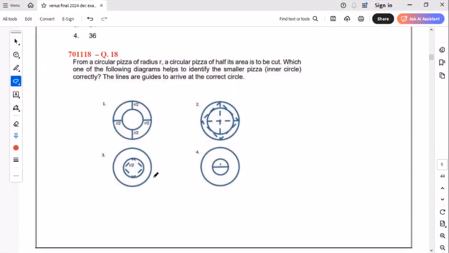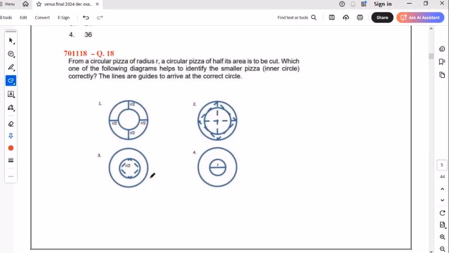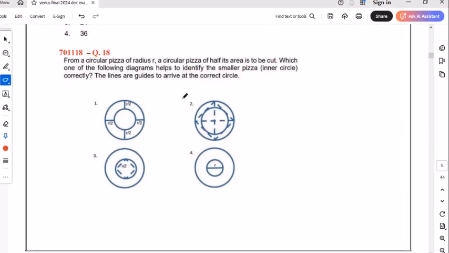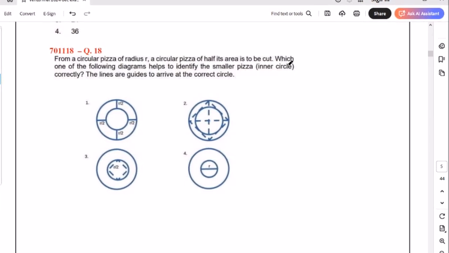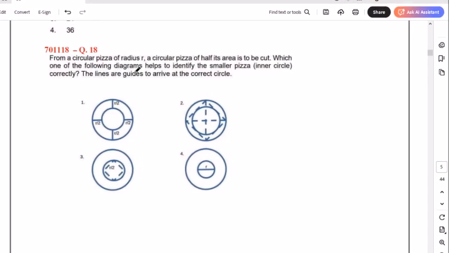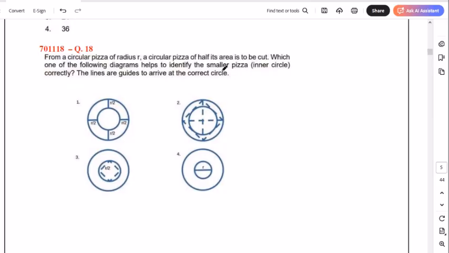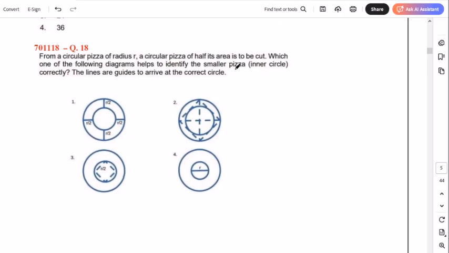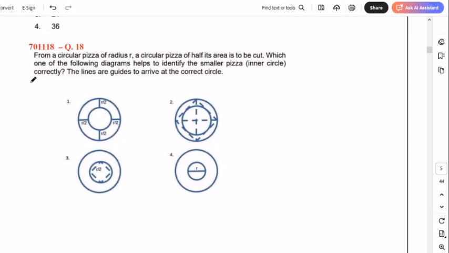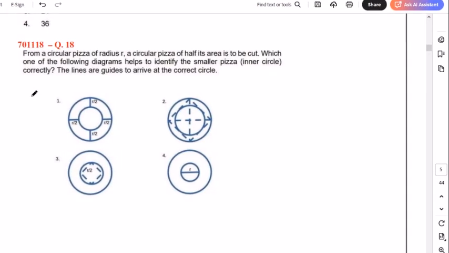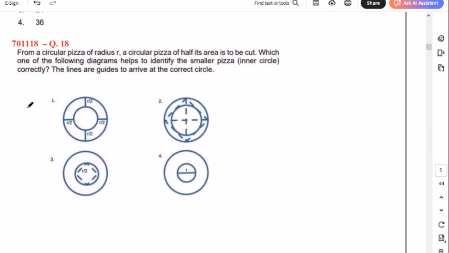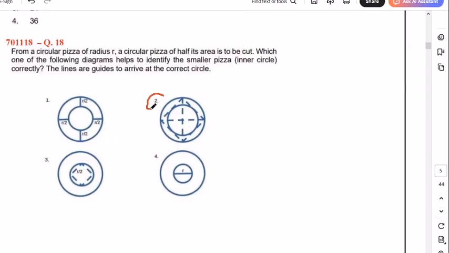Next, question number 18. From a circular pizza of radius r, a circular pizza of its area is to be cut. Which one of the following diagrams helps to identify the smaller pizza, that is inner circle, correctly? The lines are guides to arrive at the correct circle. The option number 2 is correct option, friends.